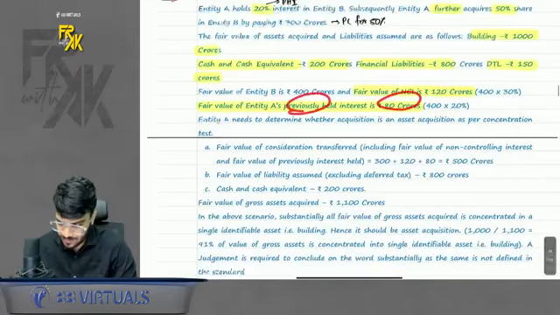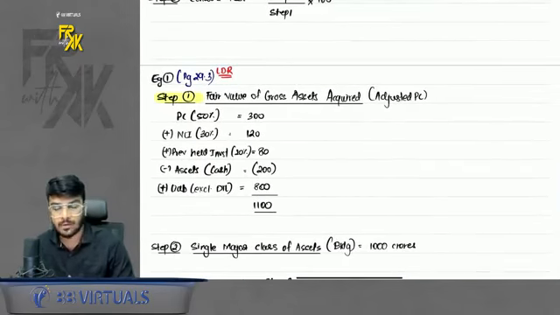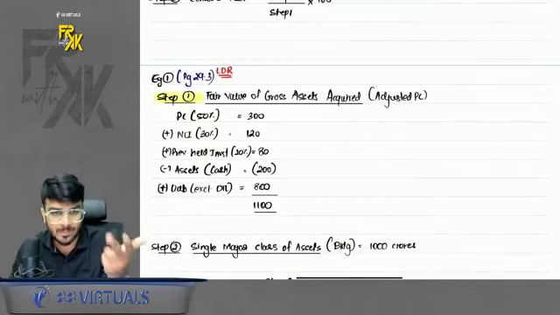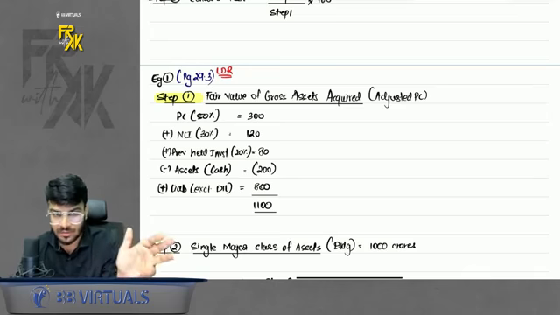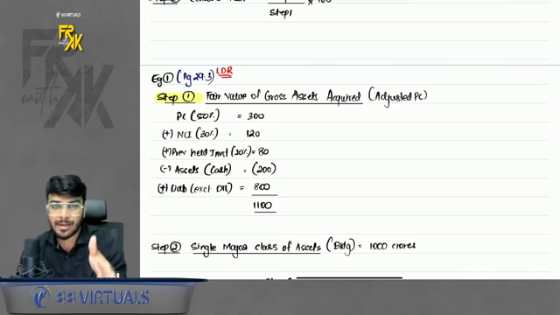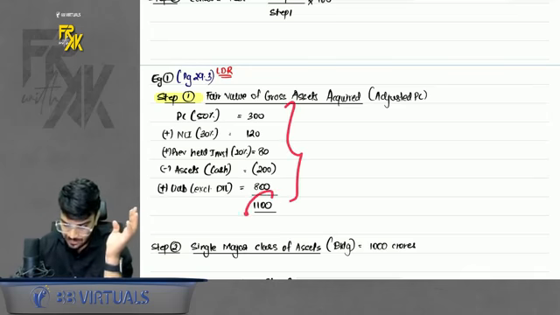How do I solve this? First part is finding the adjusted PC. What will you do? PC plus NCI plus previous investment less assets. Don't less all the assets, less only cash and DTA. DTA was not there, less cash. Add all the liabilities but excluding DTL. So we do it. We get an answer of 1100.